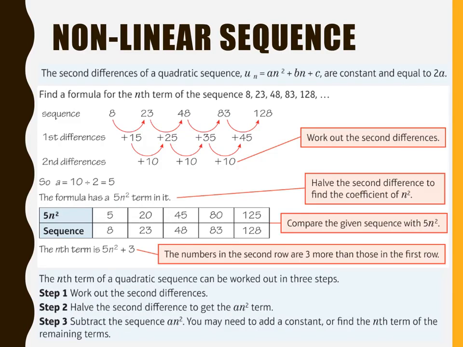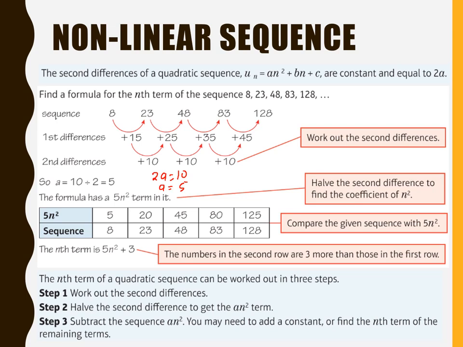What this statement is saying is that this second difference is 2a. To find the a value, we need to divide that by 2. Basically, this 2a is 10. So what would a be? a would be 5. So the formula becomes 5n squared. We know straight away the first term would be 5n squared.